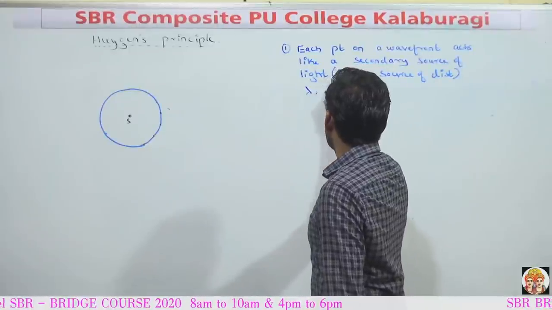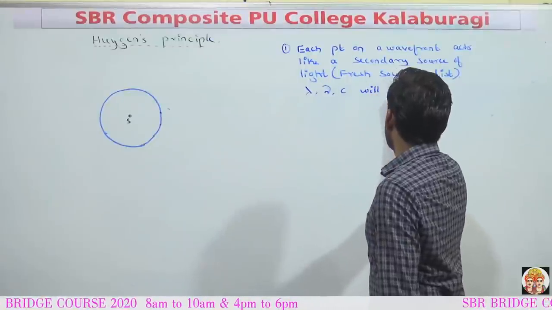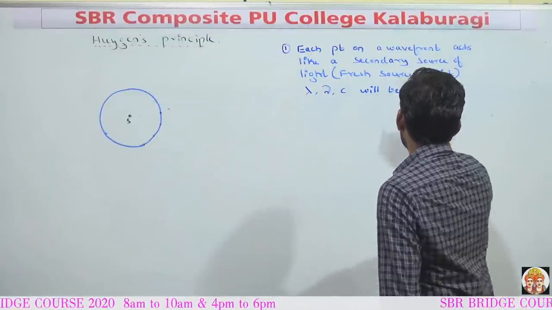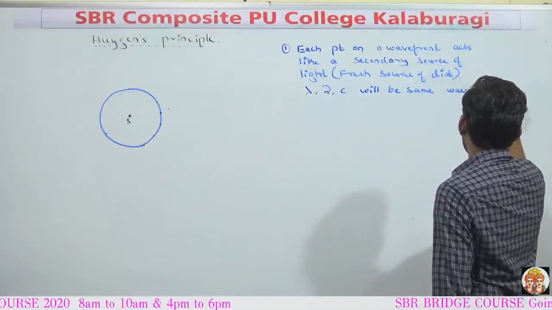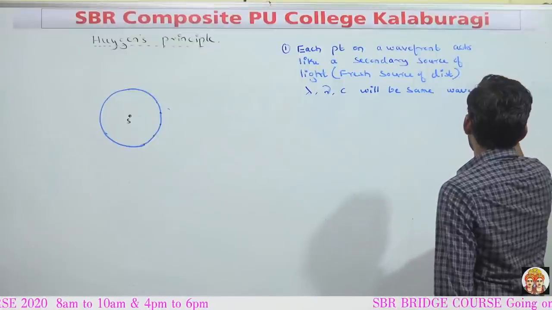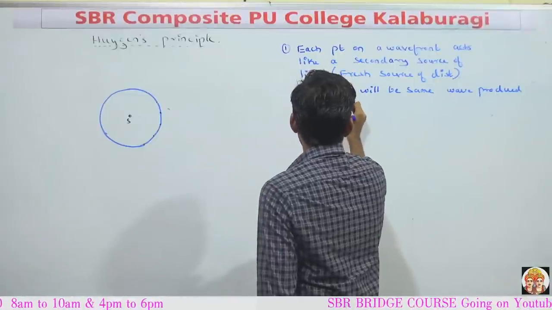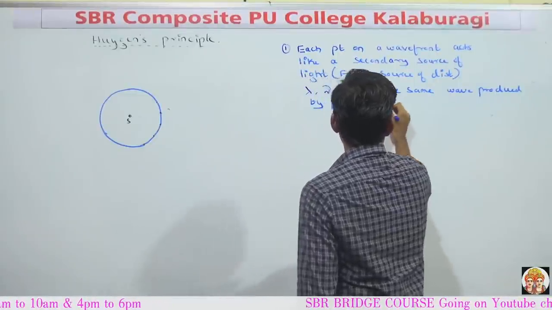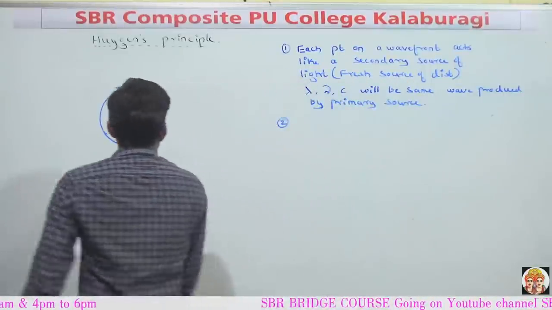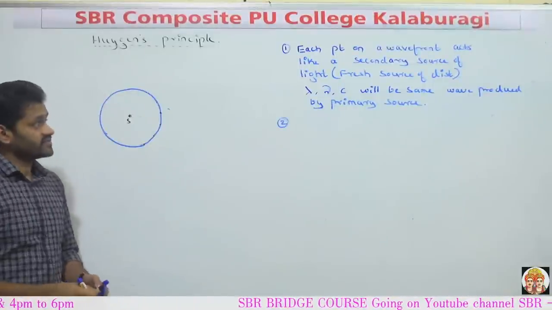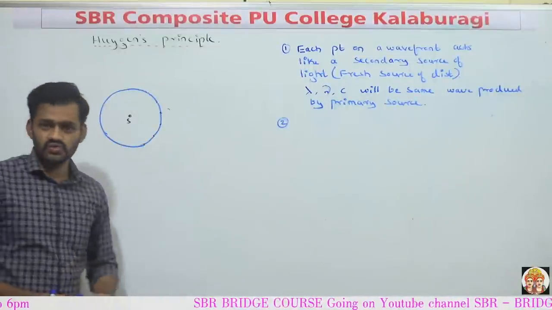Okay. Wavelength, frequency and speed of light will be the same as the wave produced by the primary source. Okay. Hope you understood. What does the first point say? Each point on this wavefront will act as a secondary source of light.